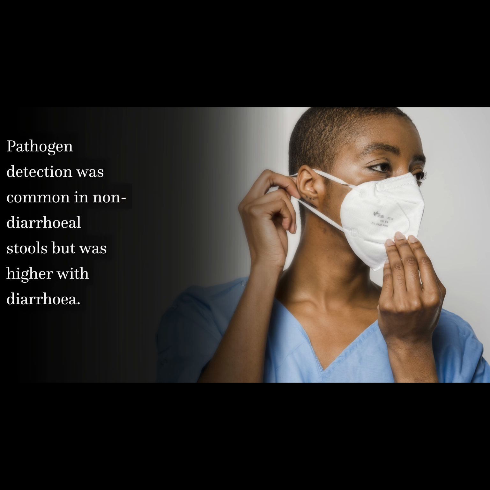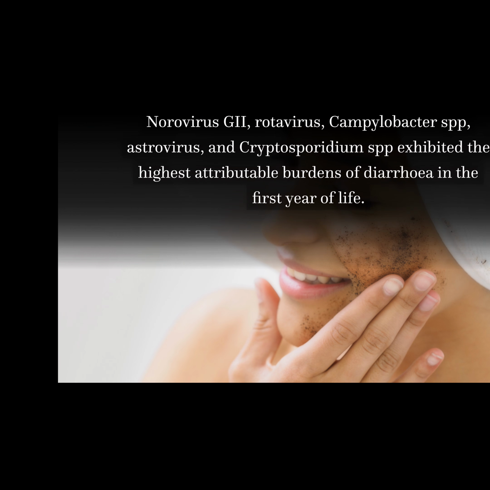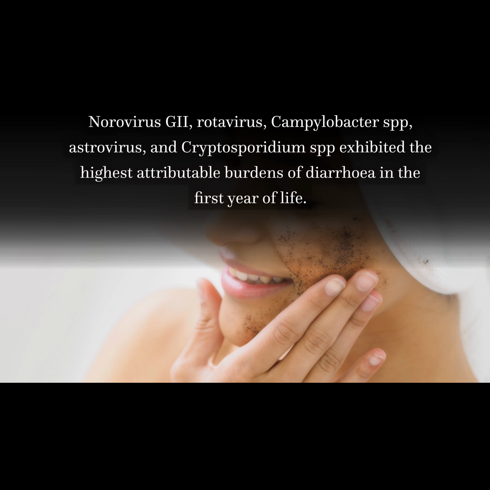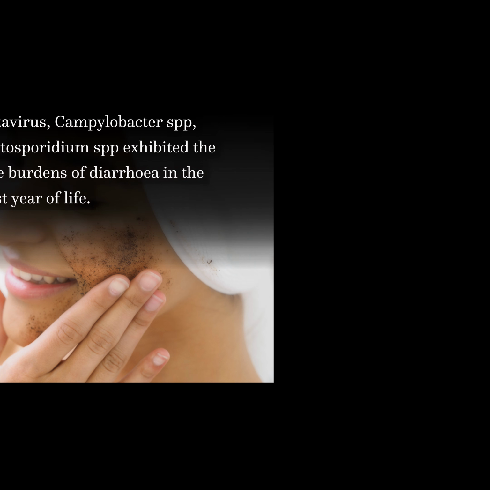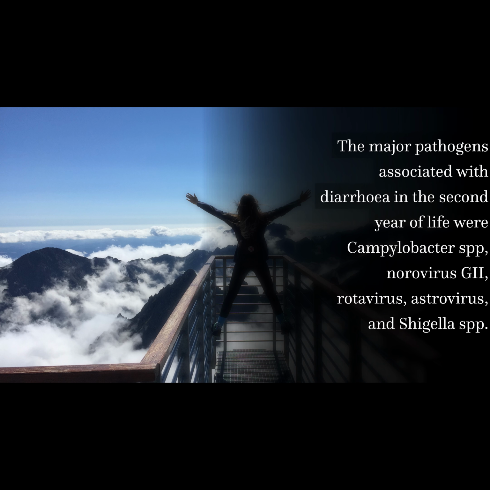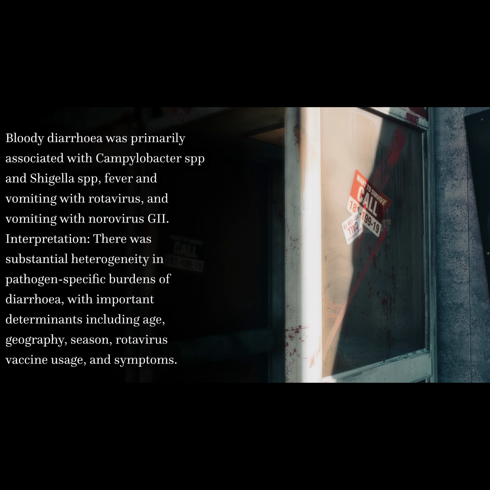Pathogen detection was common in non-diarrheal stools but was higher with diarrhea. Norovirus GII, rotavirus, Campylobacter spp, astrovirus, and Cryptosporidium spp exhibited the highest attributable burdens of diarrhea in the first year of life. The major pathogens associated with diarrhea in the second year of life were Campylobacter spp, Norovirus GII, rotavirus, astrovirus, and Shigella spp. Bloody diarrhea was primarily associated with Campylobacter spp and Shigella spp, fever and vomiting with rotavirus, and vomiting with Norovirus GII.